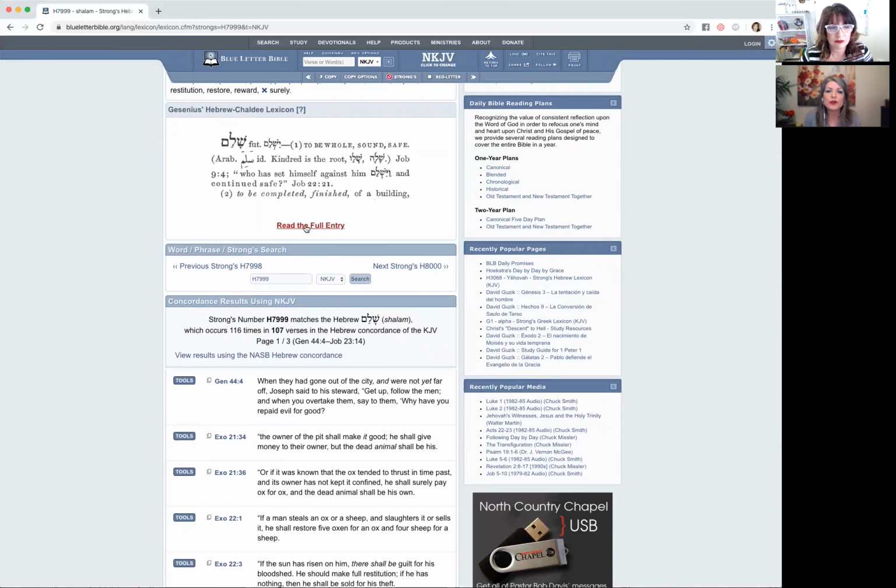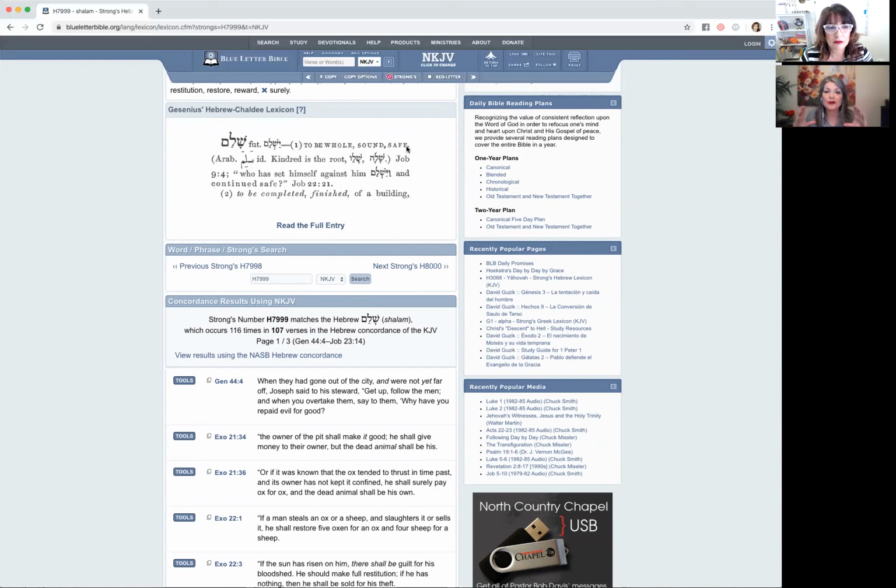So this word is not shalom. It's actually shalom, which is the verb. Okay, and this is where the word shalom comes from. So this is its home base. This is what it means. And the word shalom means to be whole, sound, safe. That is the basic definition of that word.